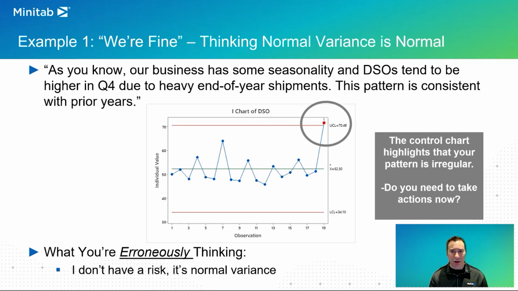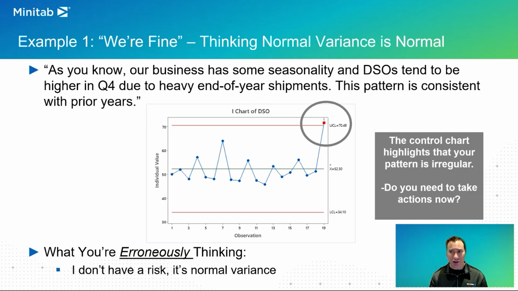Now let's look at it under a statistical lens. When you look at it in a control chart, it actually highlights that that last spike in your DSOs is actually not fine. It's not consistent with your pattern. It's unexpected variance. And so here's a perfect example of you think you don't have a risk, that there's normal variance, but it's not normal. It's irregular.